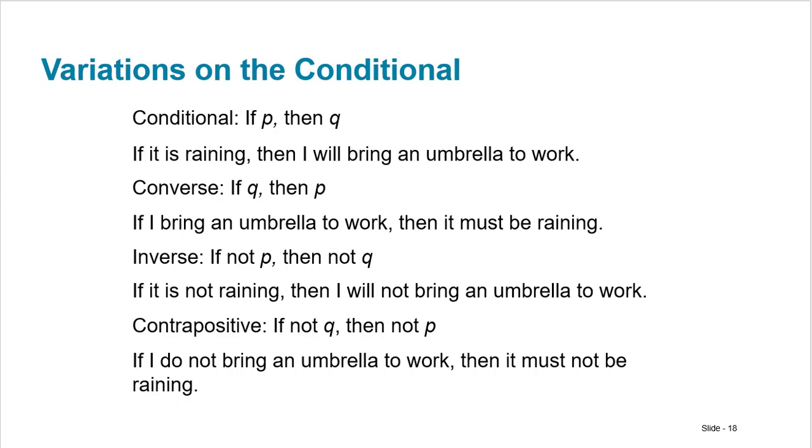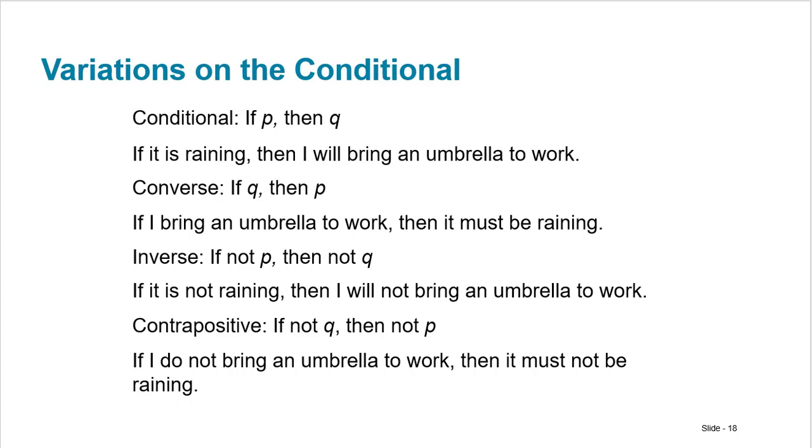The inverse is the same direction, right? So we still go from P to Q, but everything is negated. So if not P, then not Q. So if it is not raining, then I will not bring an umbrella to work.